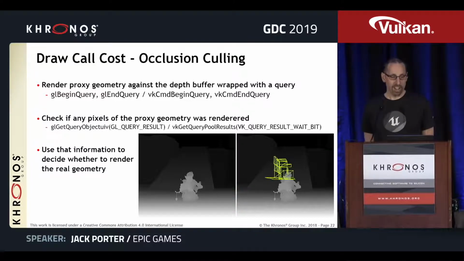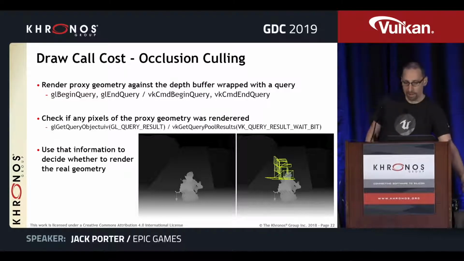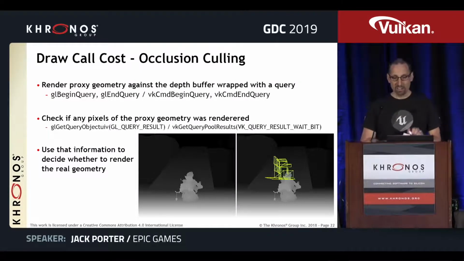Obviously, the idea is to render some proxy geometry against a depth buffer wrapped in a query in either GL or Vulkan using those APIs, and then checking if any of the pixels of the proxy geometry were rendered or would have been rendered, or the whole lot was culled away by the depth buffer. And using that information, we can decide whether or not we want to render the real geometry.